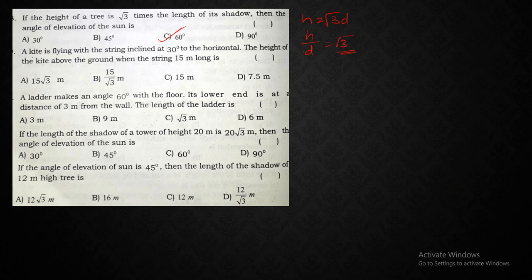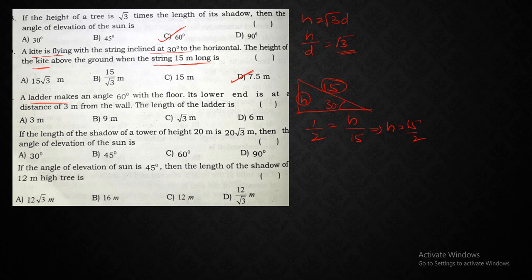Next, a kite. In such questions also, since we are using a string, we need to talk about the hypotenuse. Now what is given? A kite is flying with a string making an angle of 30 degrees. The height of the kite is asked. We need to find the height when the string is 15 meters long. So this is 15, and clearly sine 30, because opposite by hypotenuse. Sine 30 is 1 by 2, equal to h by 15. When I do cross multiplication, h is equal to 15 by 2, which is nothing but 7.5 meters.